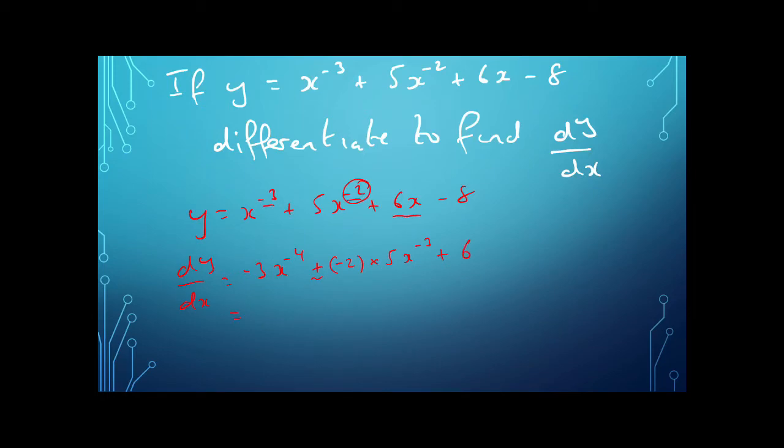Just going to tidy that up. Negative 3x to the negative 4. Positive and the negatives, that's going to be negative 2 times 5, which is negative 10, x to the negative 3 plus 6.